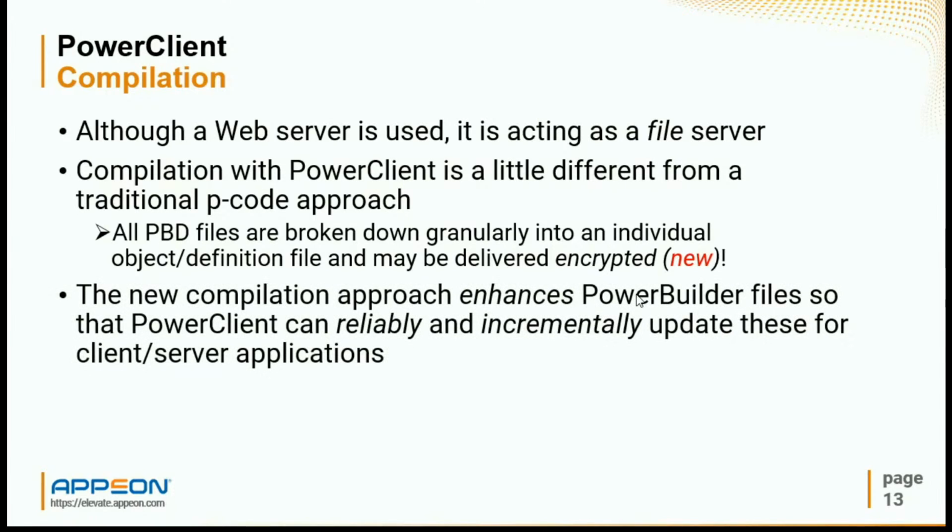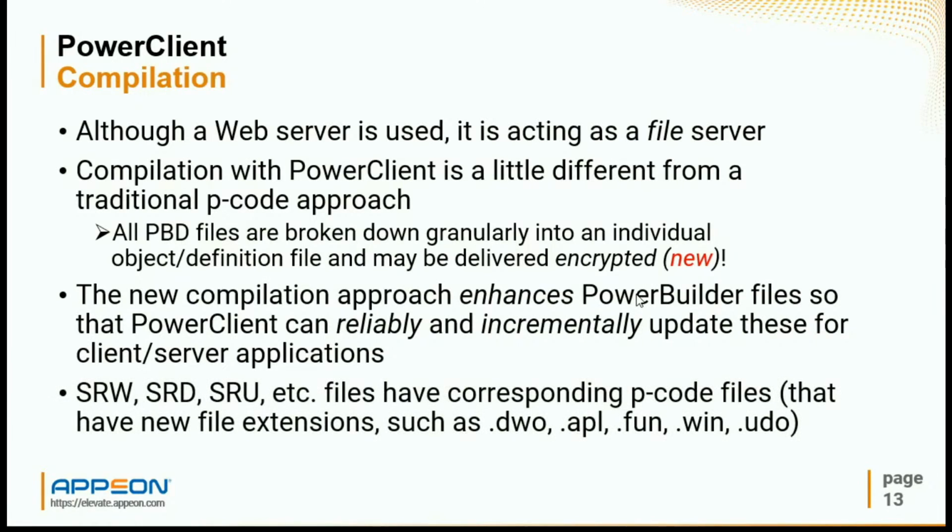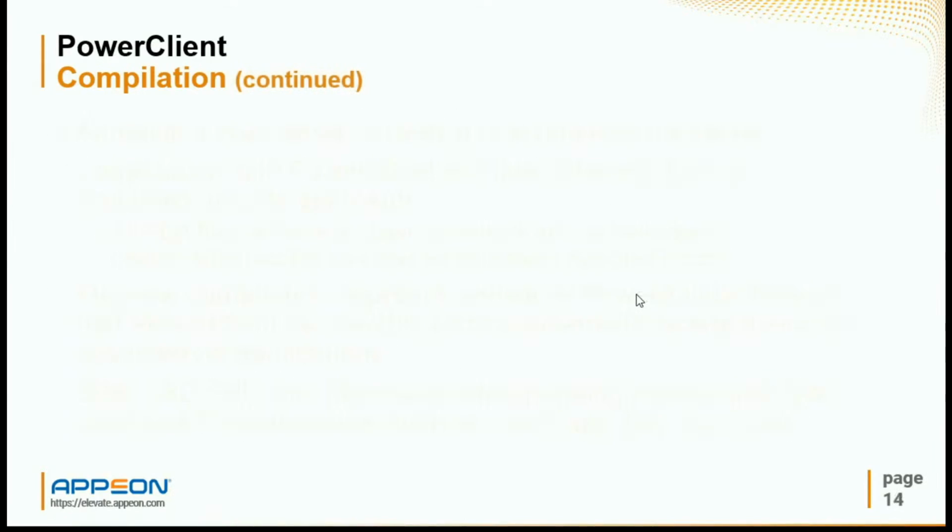The new compilation approach enhances PowerBuilder files so that the PowerClient can reliably and incrementally update these for the client-server applications, including the runtime. Source files, such as source for a window, data window, user object as this example, have corresponding P-code files that have new file extensions. For example, DWO for data window object, which is equivalent to an SRD. And same thing for a user object and for a function and window.